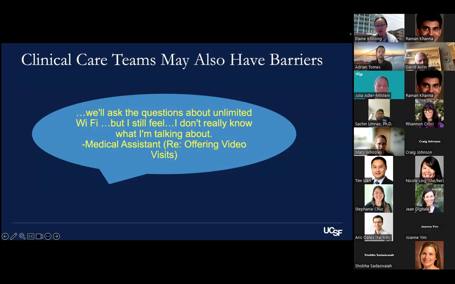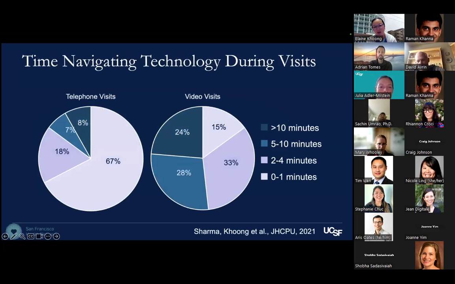I do want to highlight though that these are not just patient-only barriers. We had a pilot in a clinic where we were asking medical assistants to screen patients for access to devices and internet before enrolling them or assigning them for a video visit. You can see this medical assistant's quote here, saying, well, I'll ask the questions about unlimited Wi-Fi, but I feel like I don't really know what I'm talking about, right? So training is needed not only for patients, but also for clinical care teams. And I think I showed a slide earlier, but tech support is also needed, not just for the patients, but for the clinical care teams.